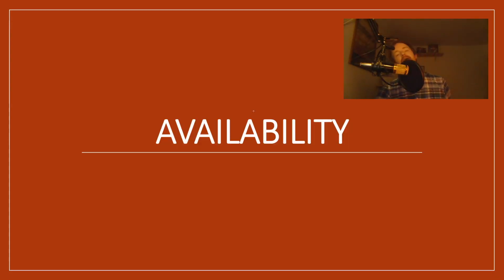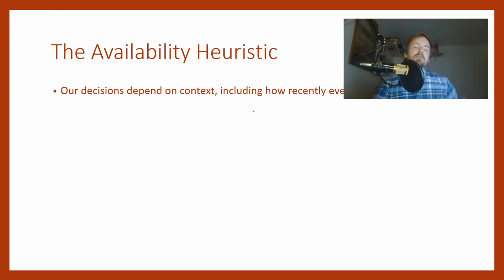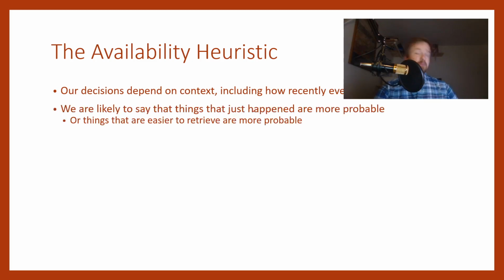All right, so let's look at the availability heuristic. The availability heuristic is the idea that, depending on the context we are in, things that have happened recently to us are easier for us to make decisions about. They feel more common if they happen recently. So we are more likely to say that things are probable whenever they just happened. Why? Because they are recent in our memory. It's easier for us to think of examples of them, and so we think that they are more common than they actually are.